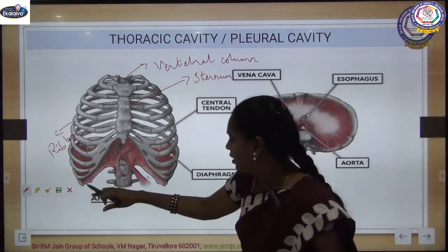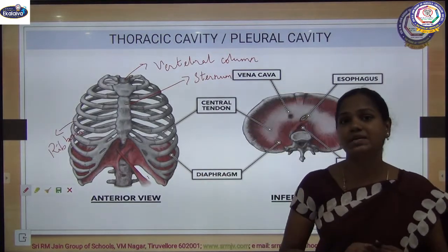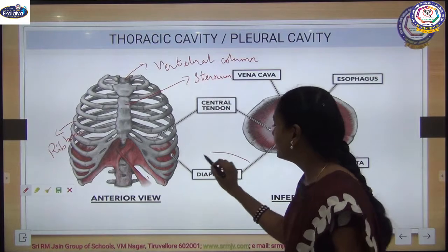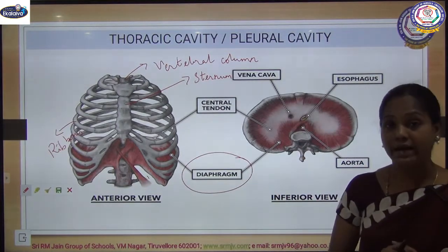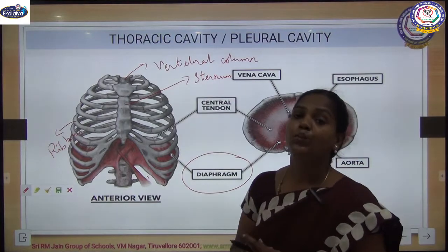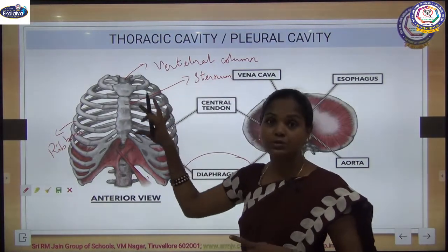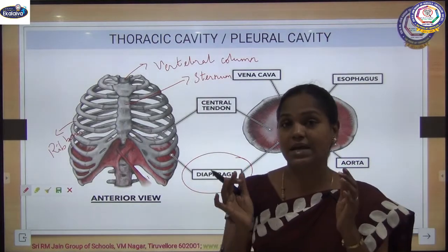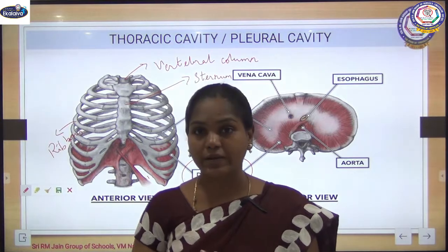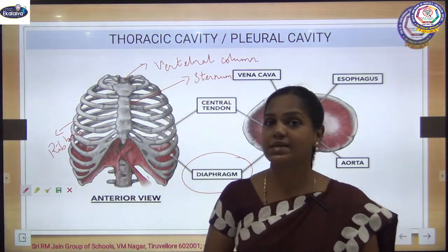The floor of this thoracic cavity has a muscular sheath-like structure which we call the diaphragm. So in the thoracic cavity, with the help of the diaphragm and our skeletal bones, these lungs, of which we have a pair, are well protected by these structures.